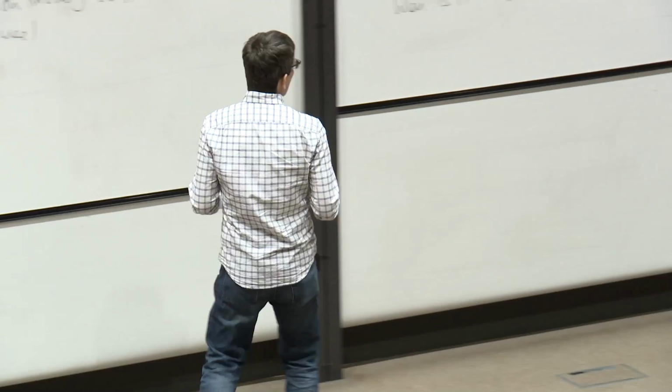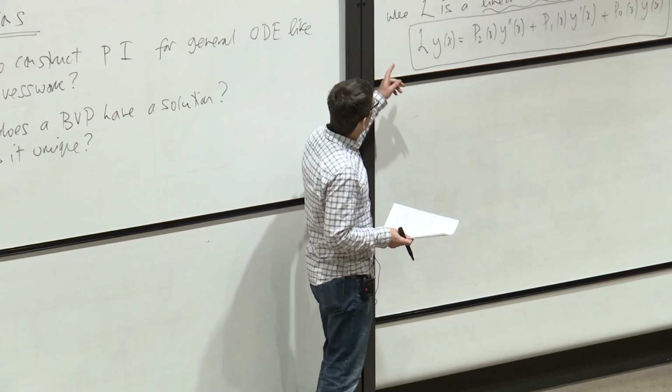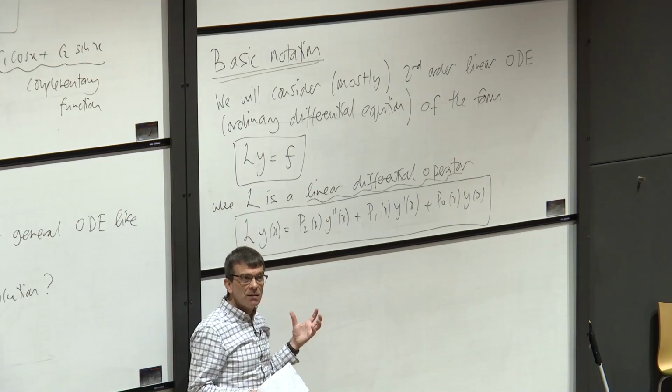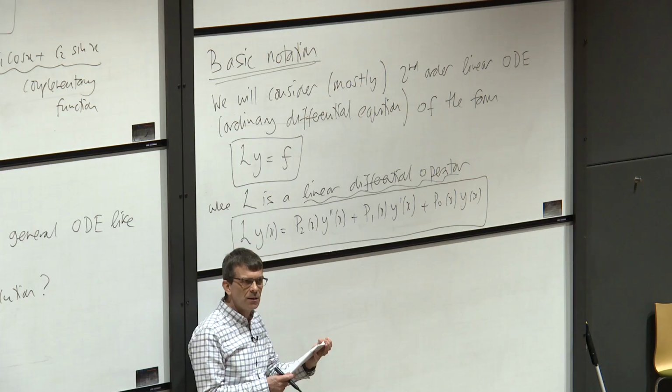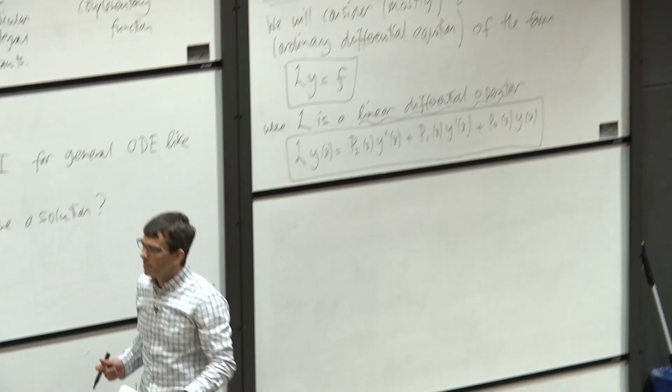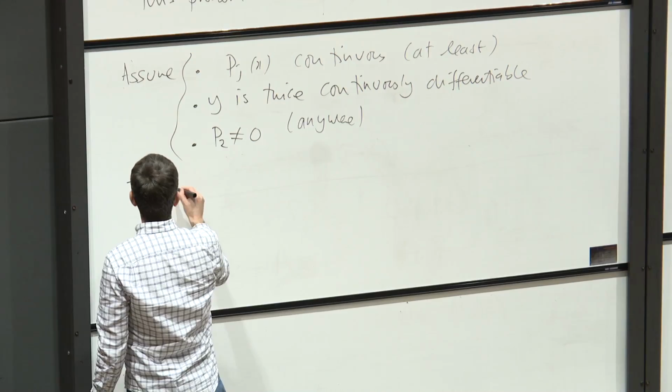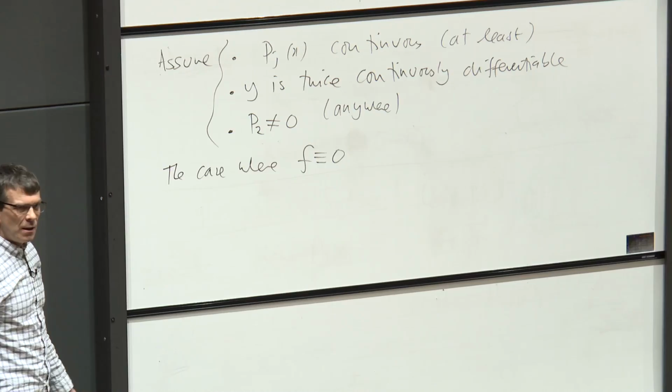Okay, now there's two sort of cases of this that it's going to be helpful to separate out. So firstly, if f is zero, then this equation is called homogeneous, right? And if f is not zero, it's called inhomogeneous or non-homogeneous. And we're going to label those separately because we're going to be referring to those two different cases a lot, okay? So if f is the zero function, that's called homogeneous.